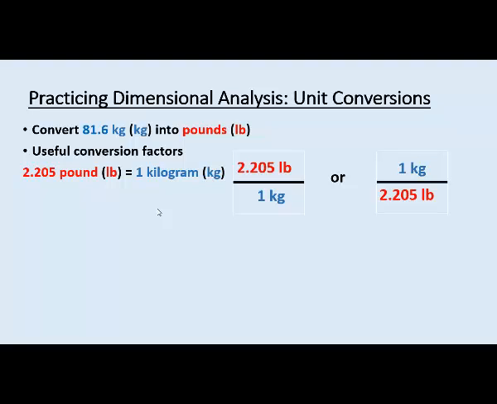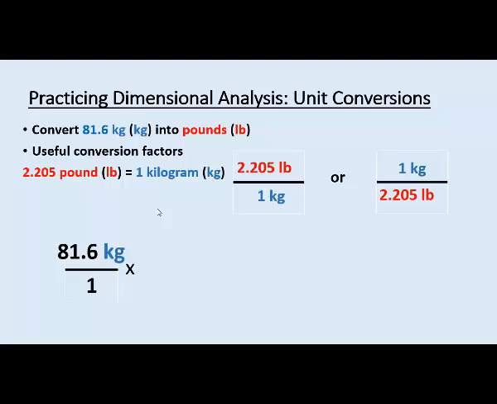Since I'm converting from kilograms to pounds, the first fraction would be the best, because I want to put the unit that I'm trying to cancel out in the denominator. Okay. So I'd first write down the 81.6 kilograms. I can write it as a fraction. It does not change its value to divide it by 1. I'm just writing everything as fractions to stay in that good habit.